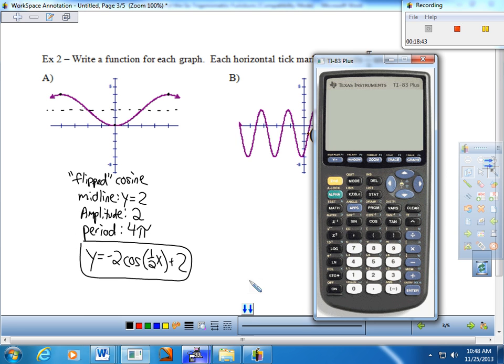With these problems in particular, I like to bring the graphing calculator up and just check, see how we did. So I'm going to do -2 cosine 1/2 x, add the 2, and it looks really nice, doesn't it? Okay, 1 for 1.